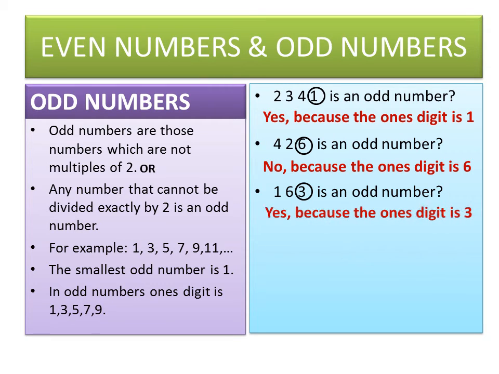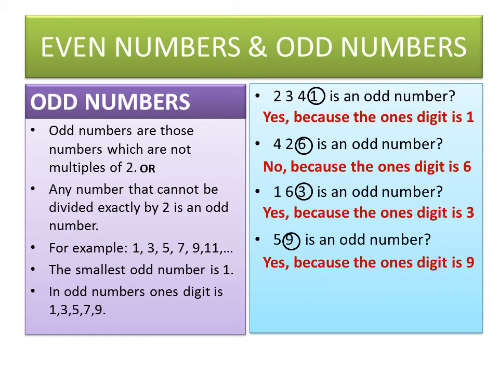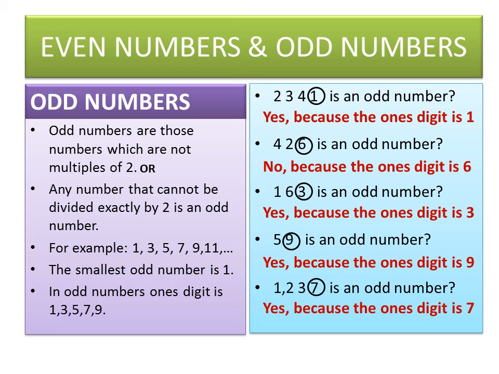Is 163 an odd number? Yes, because the one's digit is 3. Is 59 an odd number? Yes, because the one's digit is 9. Is 1237 an odd number? Yes, because the one's digit is 7. Hope you understand odd numbers.